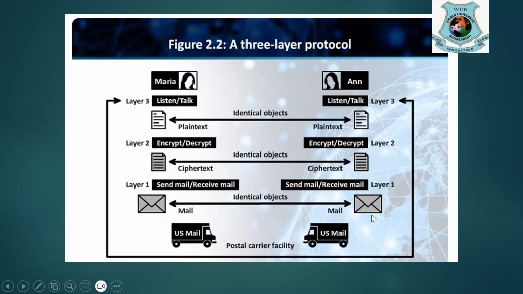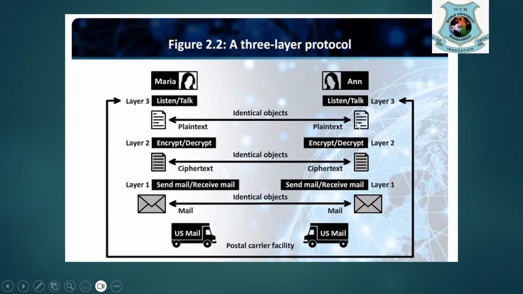From the postal carrier service, this envelope is received in layer 1 of Anne's side. After receiving this envelope, the ciphertext from the envelope is opened and inserted in layer 2. In layer 2, just the opposite of Maria's layer 2 happens here. The ciphertext is decrypted into plain text, and that is given to layer 3.